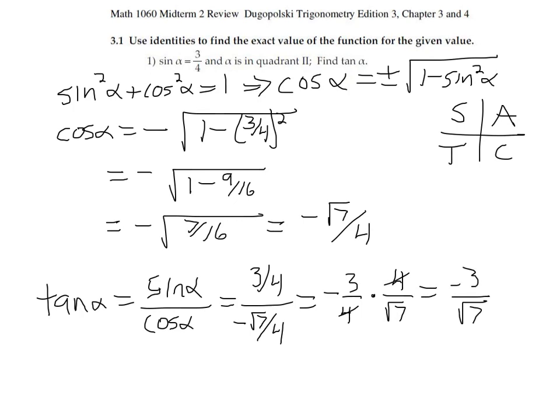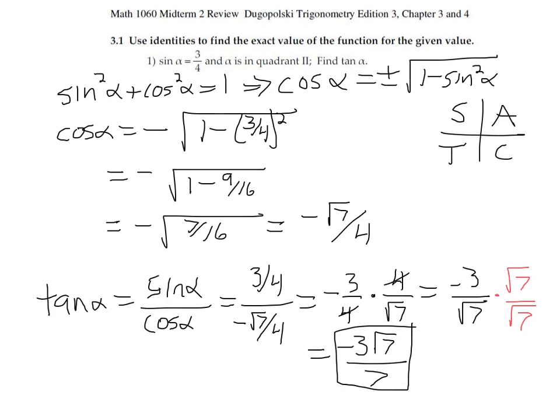This is tangent. Now this might not be your final answer, but it is in some books. Other books require you to rationalize the denominator. So rationalizing the denominator would be multiply by square root of 7 over square root of 7, and thereby get your final answer of negative 3 square root 7 over 7. That's what this book likes. Okay, great. There's tangent. This is using identities. Now, personally, I don't think this way is the nicest way to do this, so I'd like to show you one other technique.